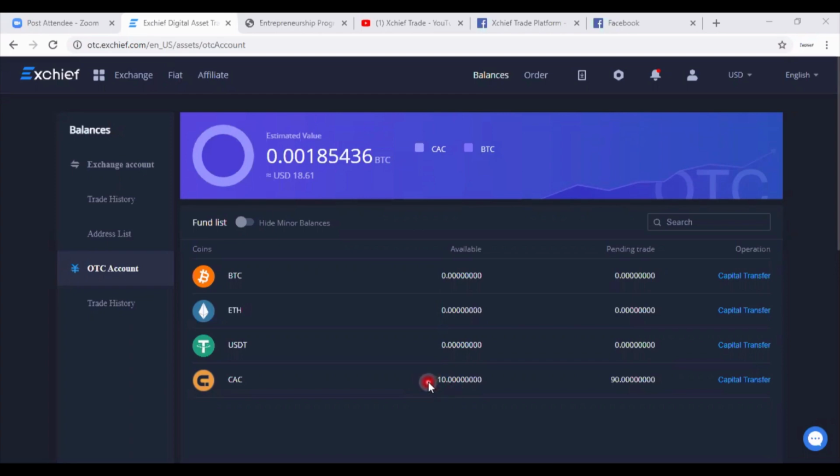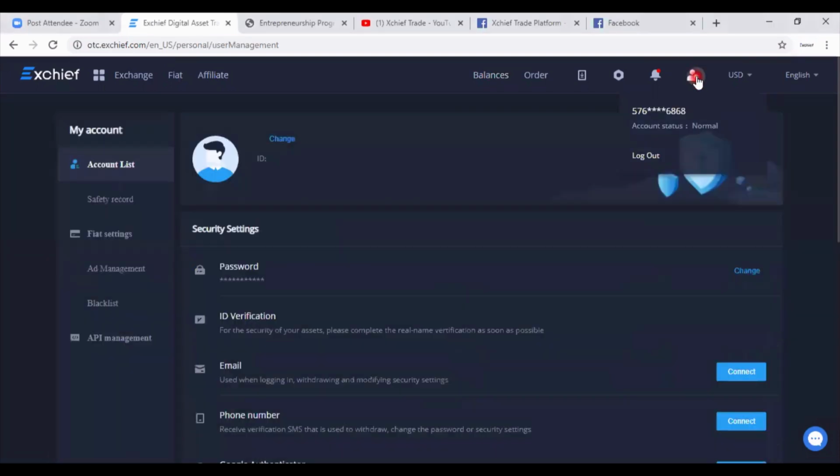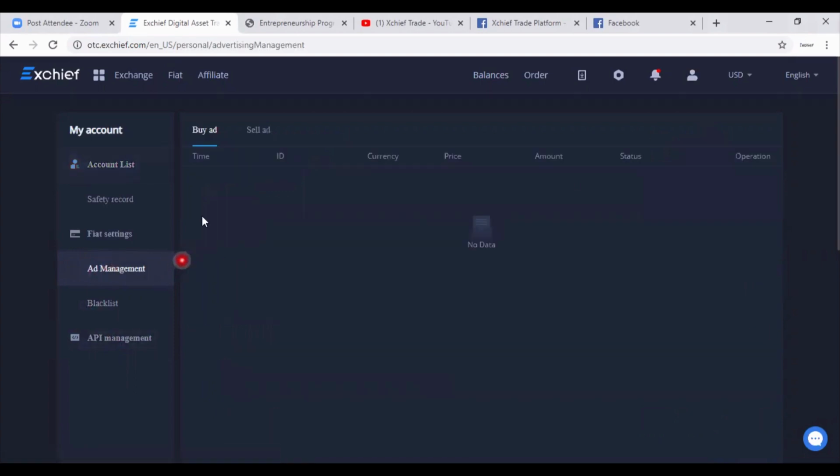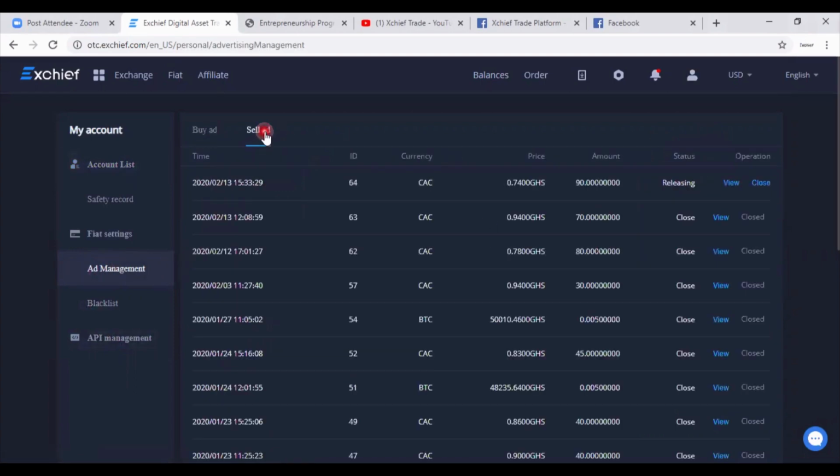Okay, and if at any point in time you do not feel comfortable with continuing the trade again, just in the same ad management area, you also have the option of canceling any active ads you have on there. So you click on sell ad and you realize that on here you have a close button.